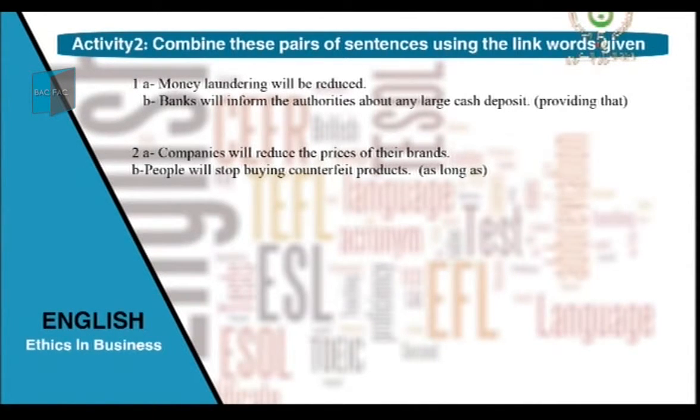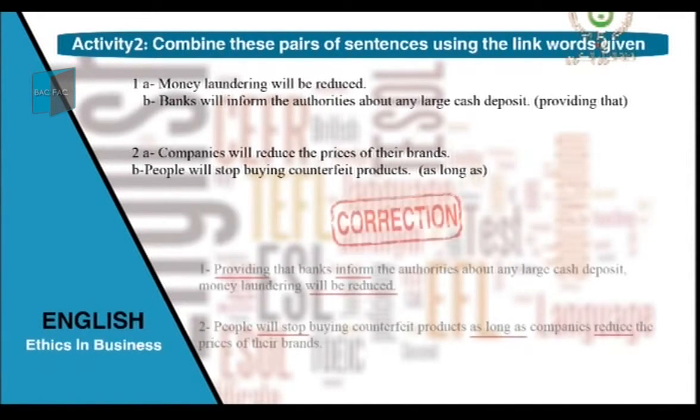Are you ready for the correction? Okay, let's start. First one, providing that banks inform the authorities about any large cash deficit, money laundering will be reduced. Of course, we can start with money laundering will be reduced, providing that banks inform the authorities about any large cash deficit. Right, second sentence. People will stop buying counterfeit products as long as companies reduce the prices of their brands.